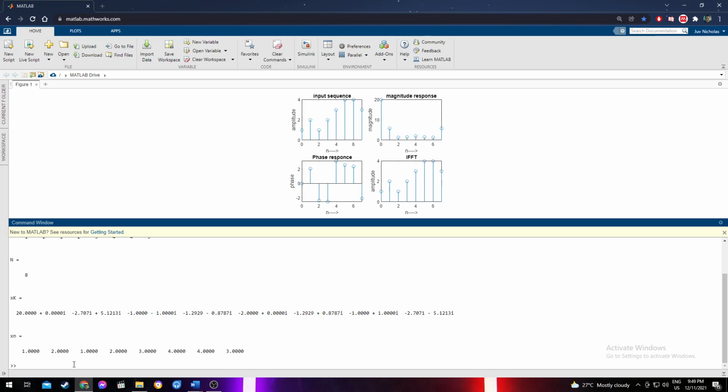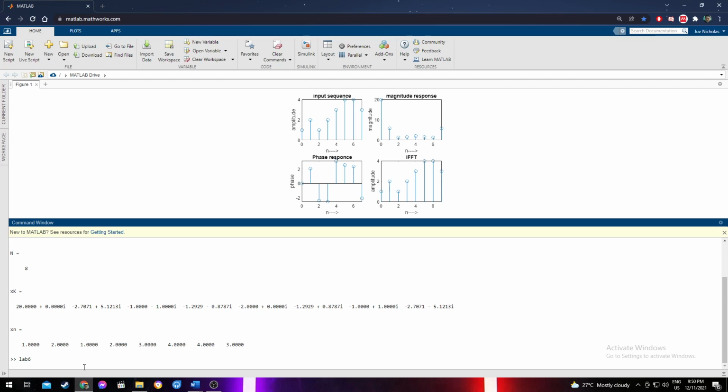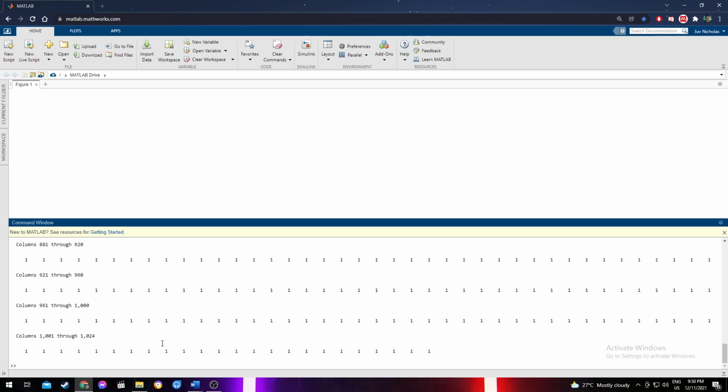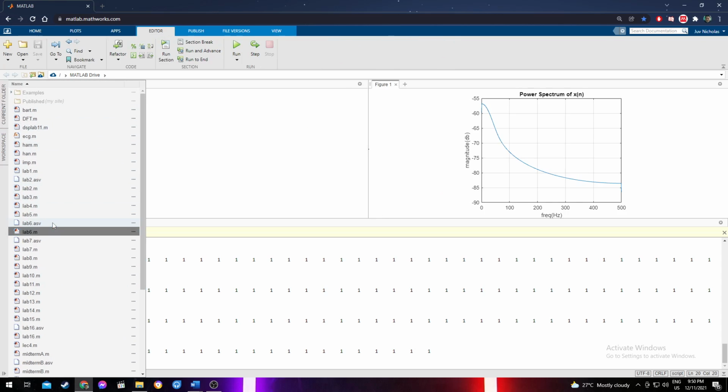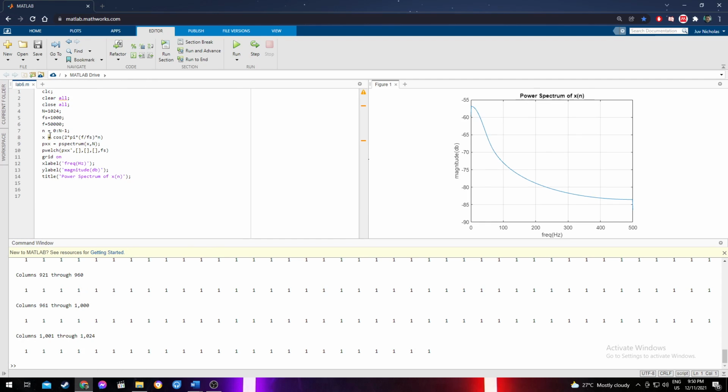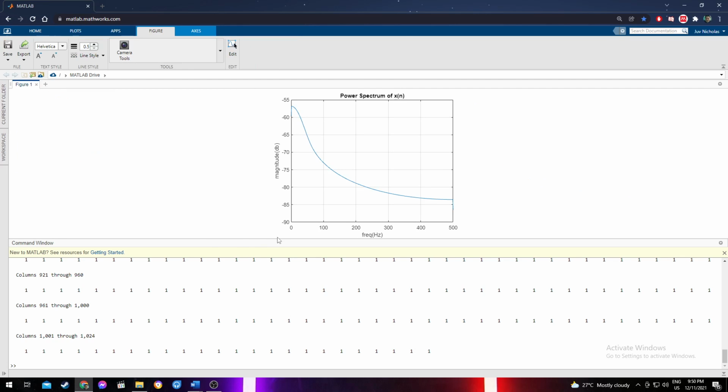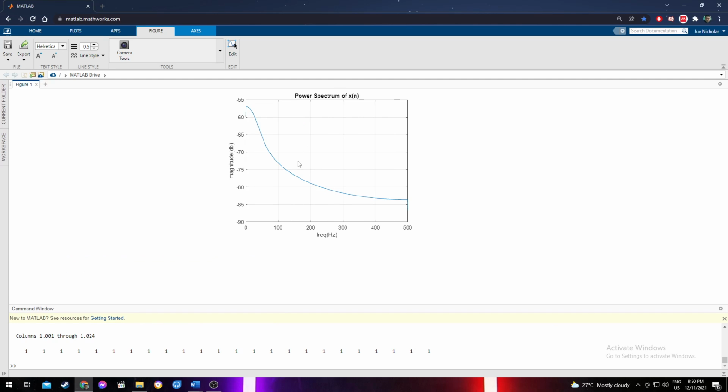So next one, for number 6, we are to find the power spectrum of a signal x of n equals cosine of 2 pi times 50 times n. The equation of the signal is already inputted by the code. So to check, we can see here the lab 6, and here is the equation, the cosine 2 times pi times 50 times n. So here we can go back to the figure displayed by the program.